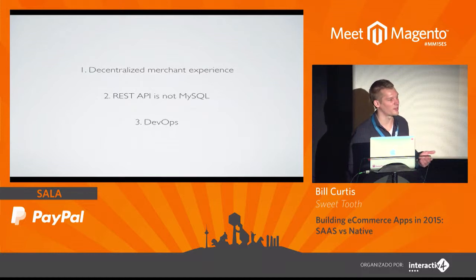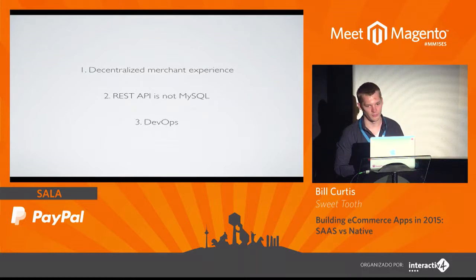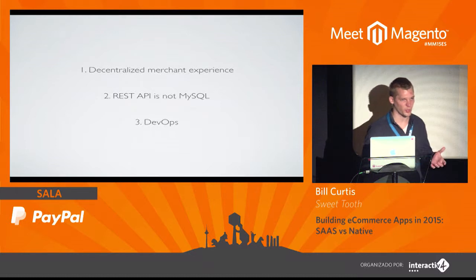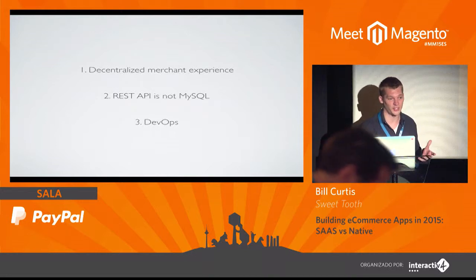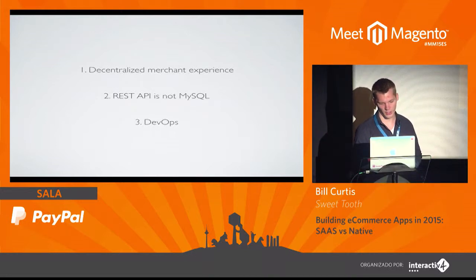The third is DevOps, and this is an important one. Once you move to being a SaaS product, you are now responsible for the uptime, the performance, the security, and the availability of your SaaS application at all times. And this can be a learning curve for a lot of companies, but it's something that's very important to keep in mind.